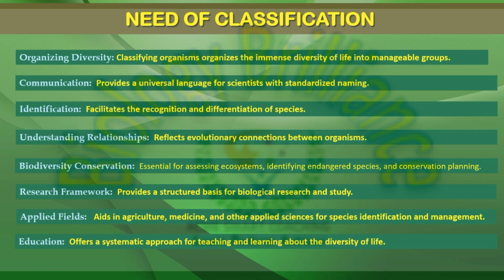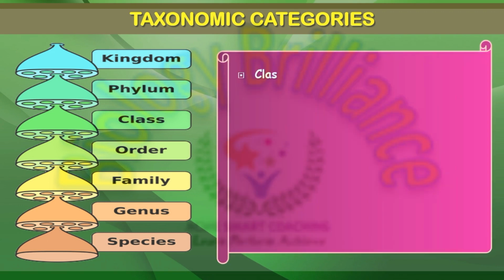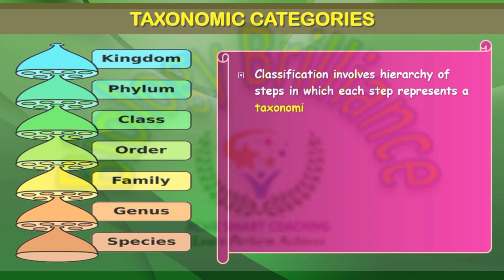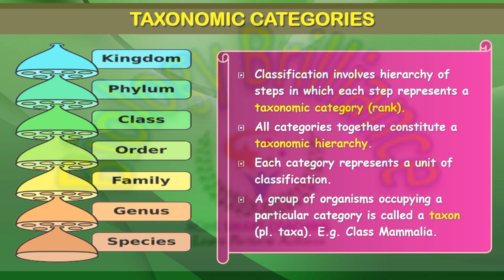It allows students to understand the relationships between different organisms and the principles governing their classification. Classification involves a hierarchy of steps in which each step represents a taxonomic category or rank. All categories together constitute a taxonomic hierarchy. Each category represents a unit of classification. A group of organisms occupying a particular category is called a taxon, plural taxa. For example, class Mammalia.